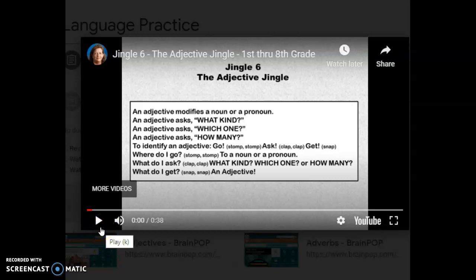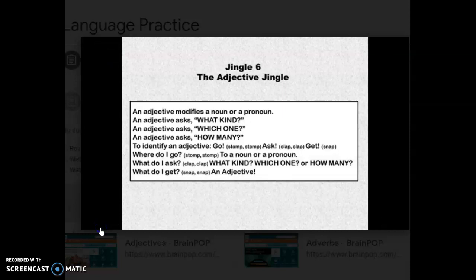Good morning, guys. We are going to review adjectives and adverbs today. So we're going to start with adjectives, and as you can see here, we have our Shirley jingle. So let's follow along to remind ourselves what questions adjectives ask. If it modifies a noun or a verb, adjective asks what kind.